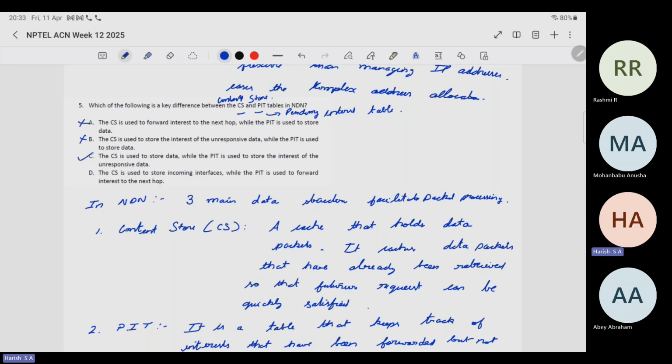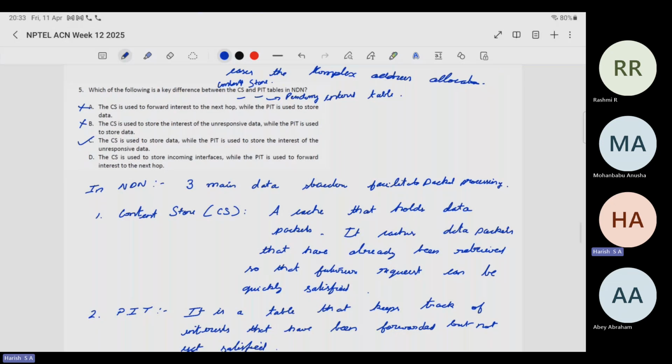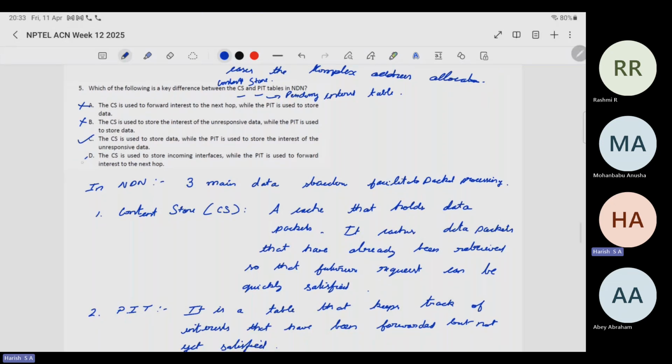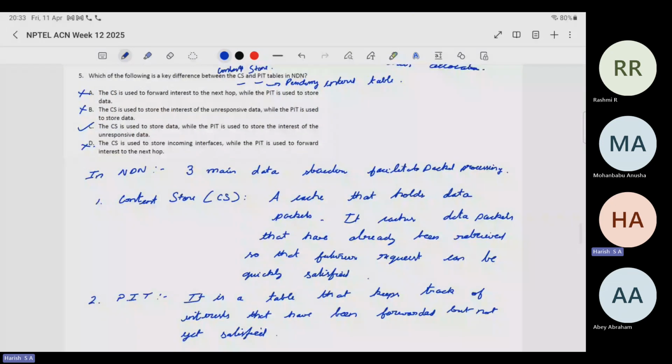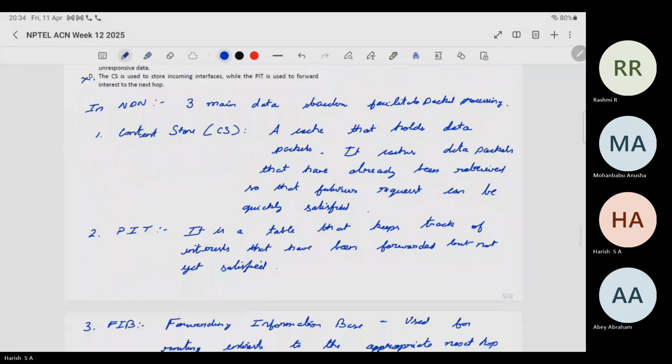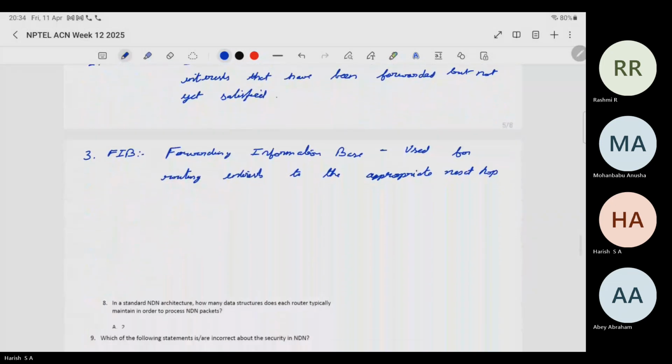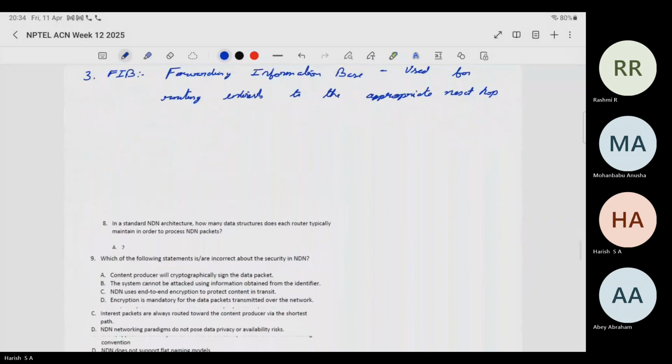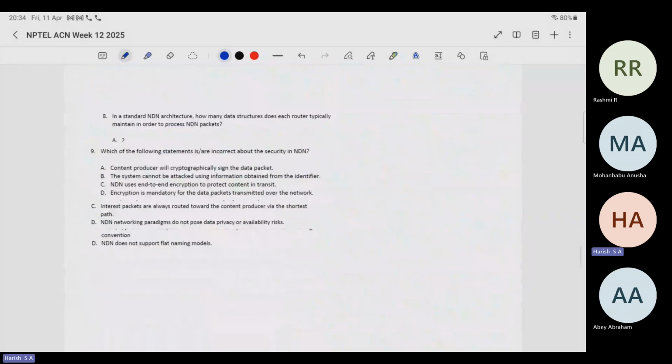D, the CS is used to store incoming interfaces, while PIT is used to forward interests to the next hop. No, I don't even know what interfaces mean here. So A, B, C, D, the answer is C. Right. So 6.